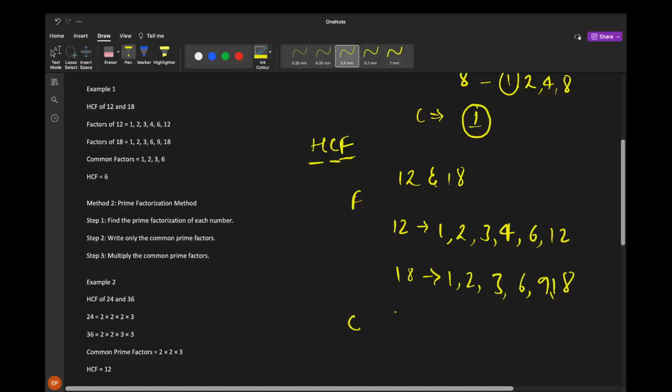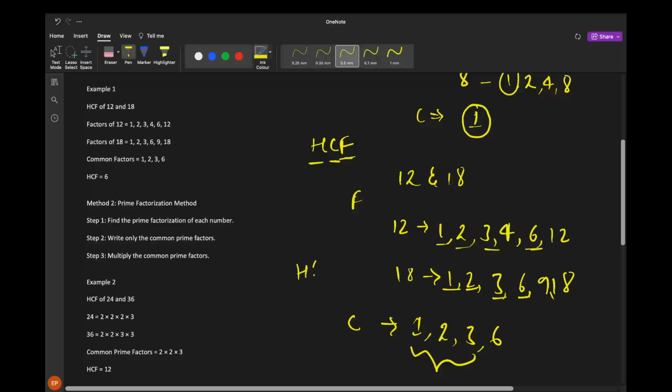Now common factors, right? What are common factors? 1 is there, 1 is there. So write it here. 1. 2 there, 2 there. So write it. 3 is also common, write it. Is there 4 common? No, don't write it. Is 6 there? Yes, write it. 12? No. 9? No. 18? No. So these are the common factors.